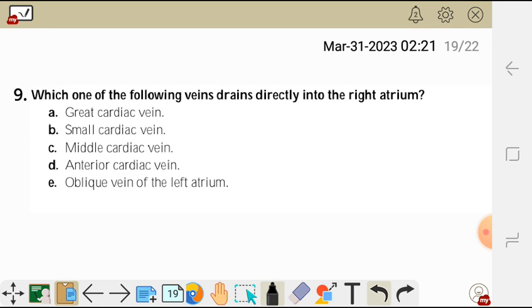Question 9. Which one of the following veins drains directly into the right atrium? A. Great cardiac vein. B. Small cardiac vein. C. Middle cardiac vein. And D. Anterior cardiac vein. E. Oblique vein of the left atrium. Okay, so which one among these veins drains directly into the atrium?